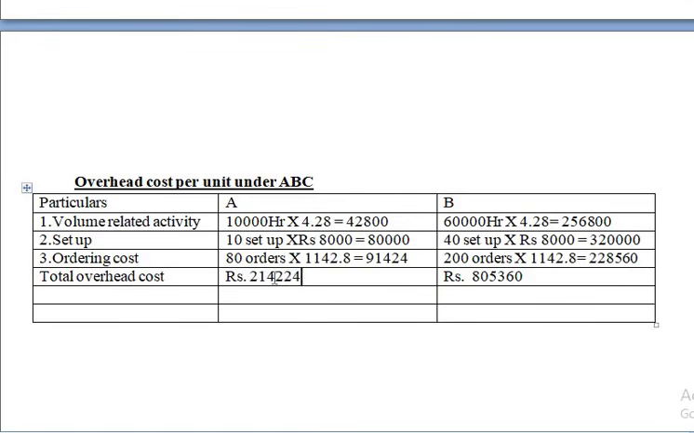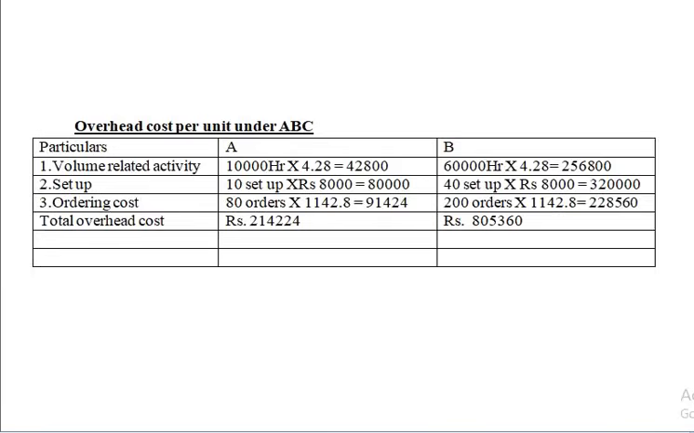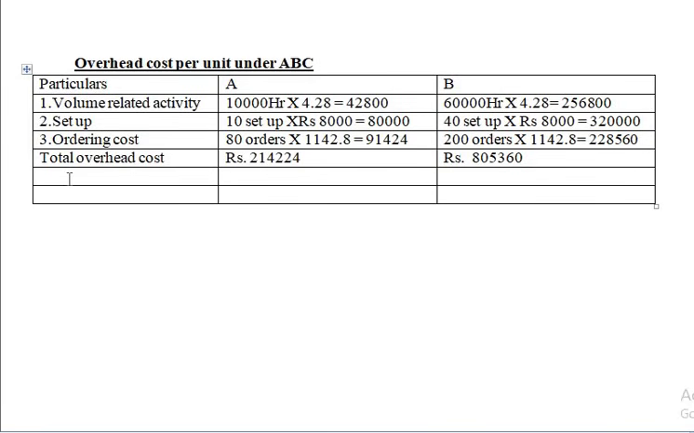For product A, 2,14,224, and for product B, 8,05,360. This is the total overhead cost incurred to produce product A and B. But in this question, they have asked calculate overhead cost per unit. That is, what's the cost for 1 unit. So in order to calculate this information, divide the total overhead cost by total number of products produced.